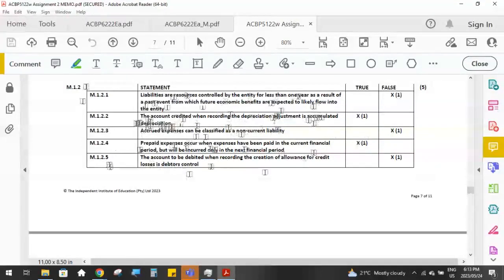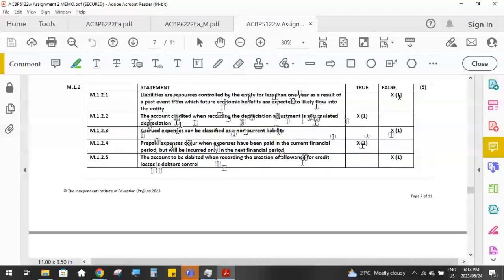Then the account to be debited when recording the creation of allowance for credit losses is debtors control. So when we are creating an allowance for credit losses, we have to debit the actual credit losses expense account.